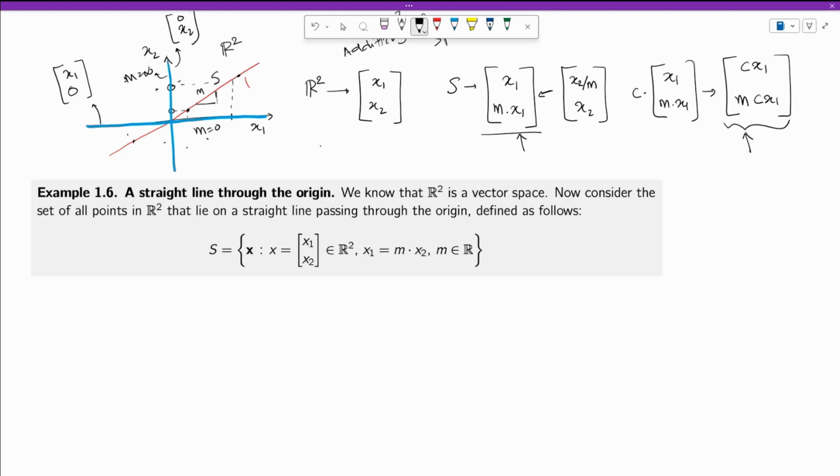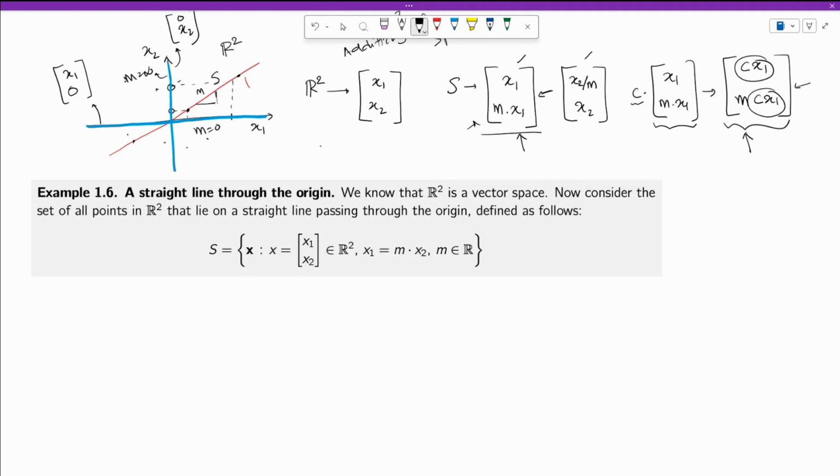Okay, the argument is simple, right? Elements of S essentially look like this one or this one. If the first element is x1, the second element is m times x1. So any vector of the form where the first element is some value and the second element is m times that value should be in S. That's the definition of the straight line. We started with this. This is an element in S. We scaled it by c by the definition of scaling in R2. What we get is this. Now here the first element is c times x1 and the second element is m times c times x1.